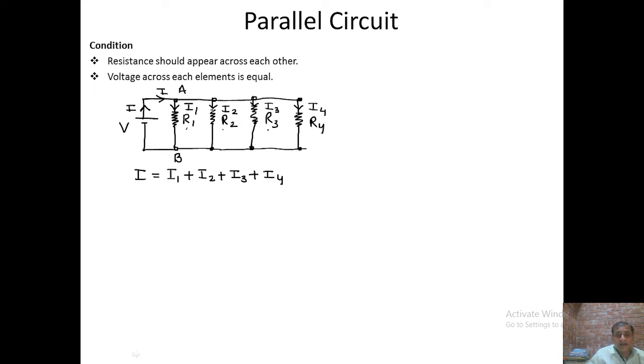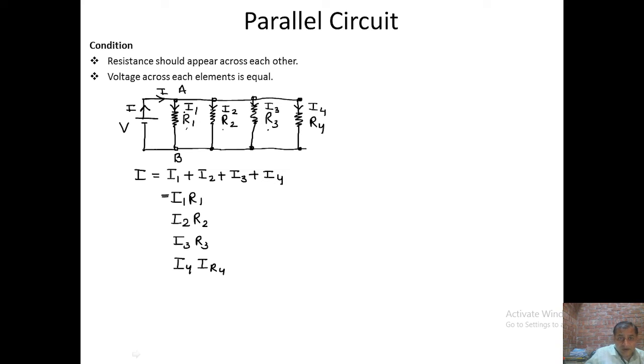So all these resistances are connected across each other, and the voltage across all the resistances should be the same. That's how. What is the voltage across R1? The voltage across R1 is I1 into R1. The voltage across R2 is I2 into R2. The voltage across R3 is I3 into R3. The voltage across R4 is I4 into R4. These are the voltages across R1, R2, R3 and R4.